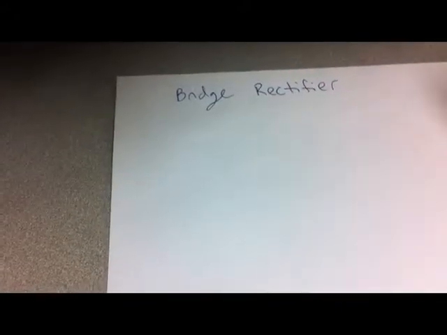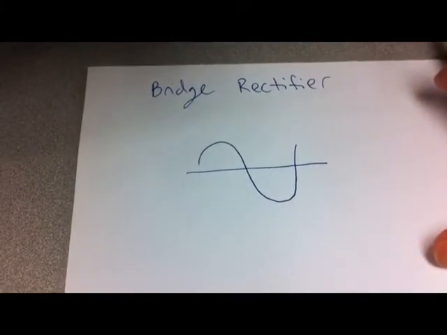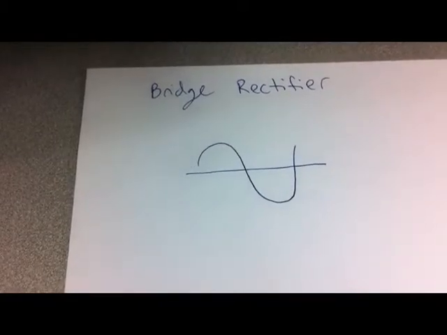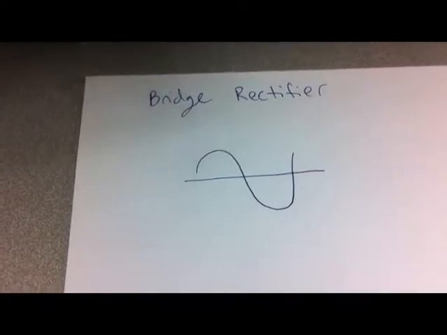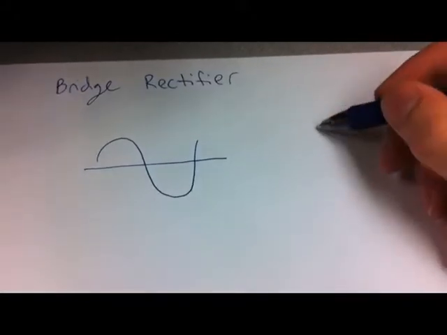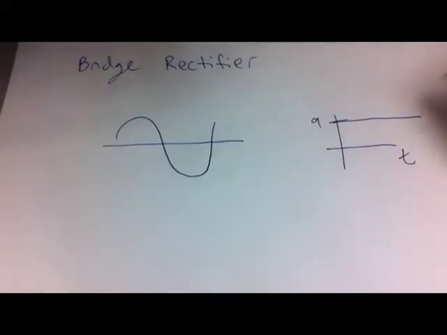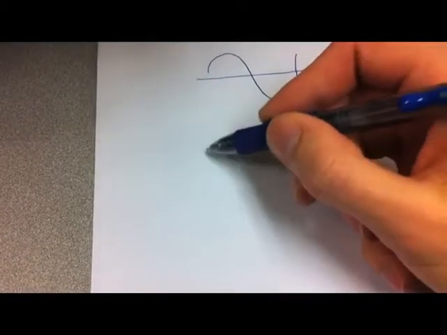To solve our problem of it being on half the time and off half the time, we're going to build a bridge rectifier. What this does is change an AC voltage into a dirty DC voltage. A clean DC voltage is what we described earlier: it doesn't change with time. 9 volts, flat line, does not change. A dirty DC voltage, AC hooked up to a bridge rectifier, creates a dirty DC voltage.